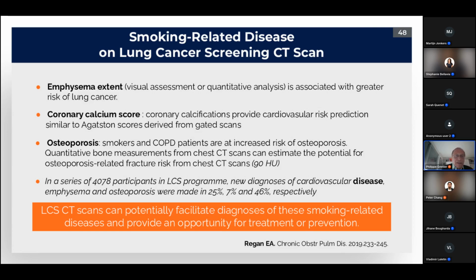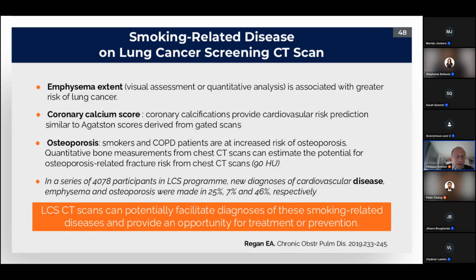And smokers and COPD patients are at risk of osteoporosis. Quantitative bone measurements from chest CT scans can estimate the potential for osteoporosis-related fracture risk. And a bone density measured on the vertebral body on the sagittal reformation equal to 90 Hounsfield units or less is a criterion to diagnose osteoporosis on CT scan.